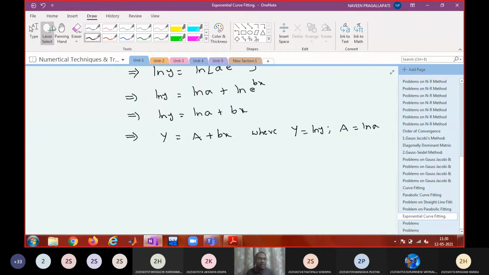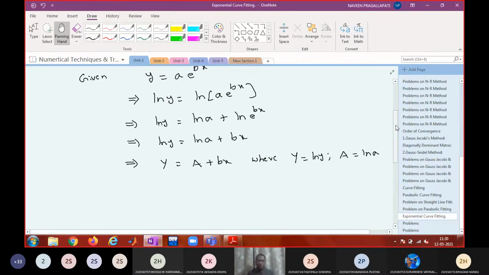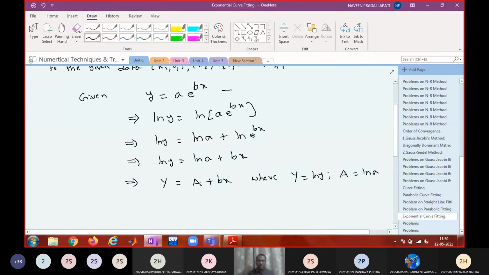So what kind of equation is it looking like? It is looking like a naught plus a1x, right? So Y equal to a naught plus a1x is nothing but a straight line equation, and you know writing normal equations for a straight line, right? So you write like that. Let us call this equation 1, and call this equation 2.